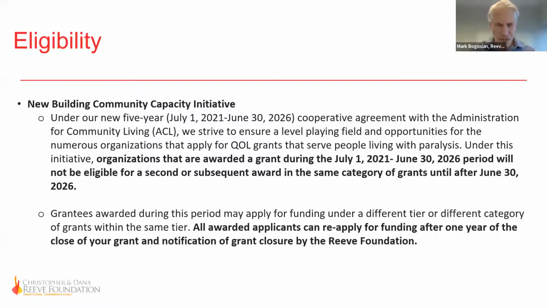And let me give you a few examples of this. Let's say we have 5 tiers available, with funding twice a year. And let's say that your organization received a tier 1 adaptive sports grant this cycle. After this grant closed out, within 1 year after that, you would then be able to reapply for a different tier. You could apply for a respite program or nursing home transition or the transportation, but you would not be able to apply for an adaptive sports tier 1 grant for a period of 5 years.